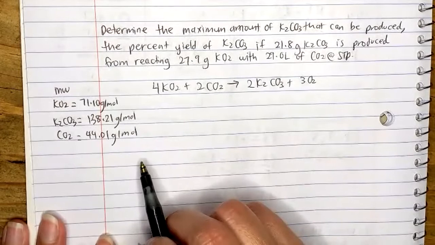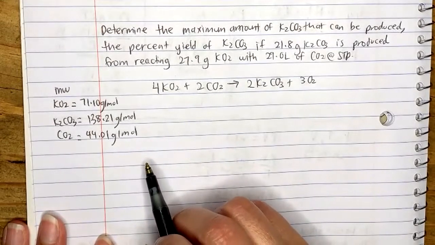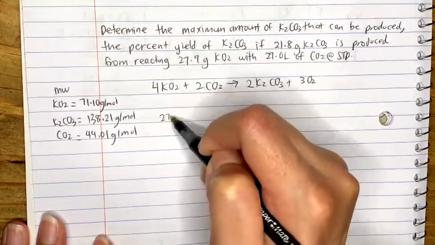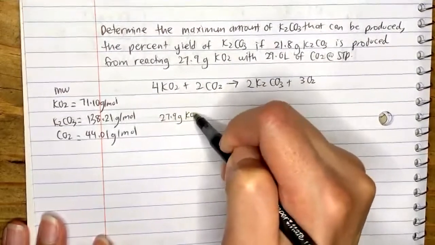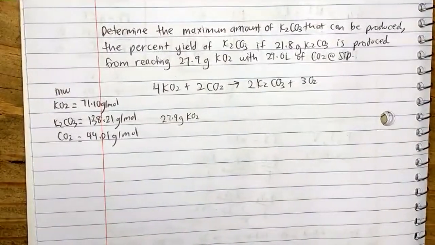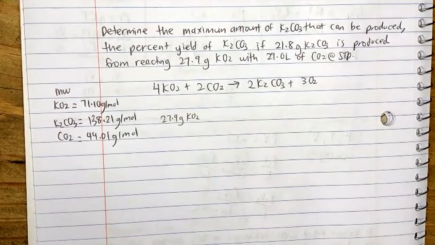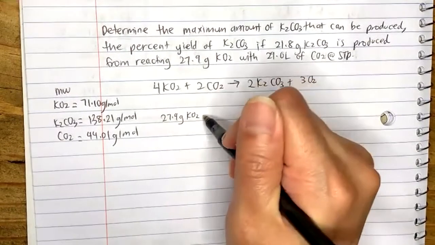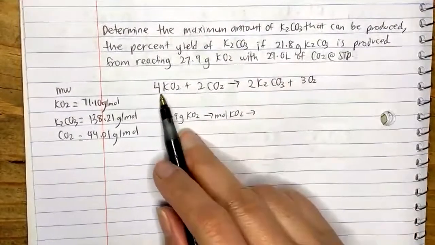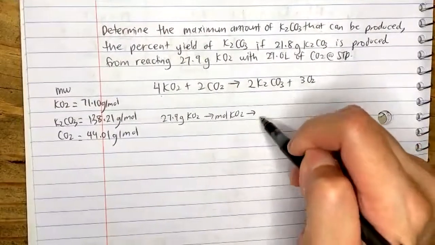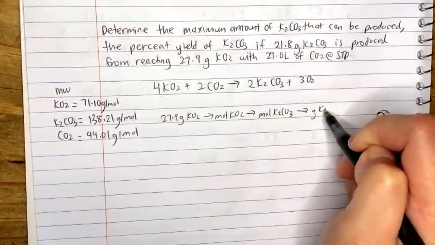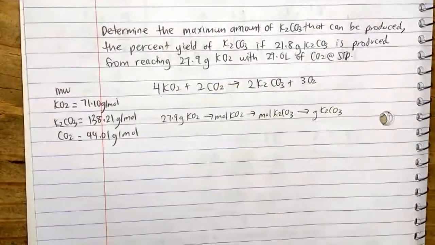So my goal is to first get the theoretical yield. I have to go from both my reactants. I'm going to start with my first one: 27.9 grams of KO2. Then I have to turn it to moles of KO2. Write down the map here. Then moles of KO2 to moles of K2CO3, and then I can get grams of K2CO3.